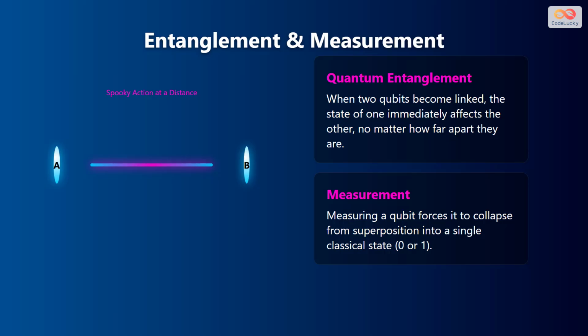Two other critical concepts are entanglement and measurement. Entanglement occurs when qubits become linked. A change to one instantly affects the other. Measurement is the act of observing a qubit, which forces it to collapse out of superposition and into a definite classical state of 0 or 1.